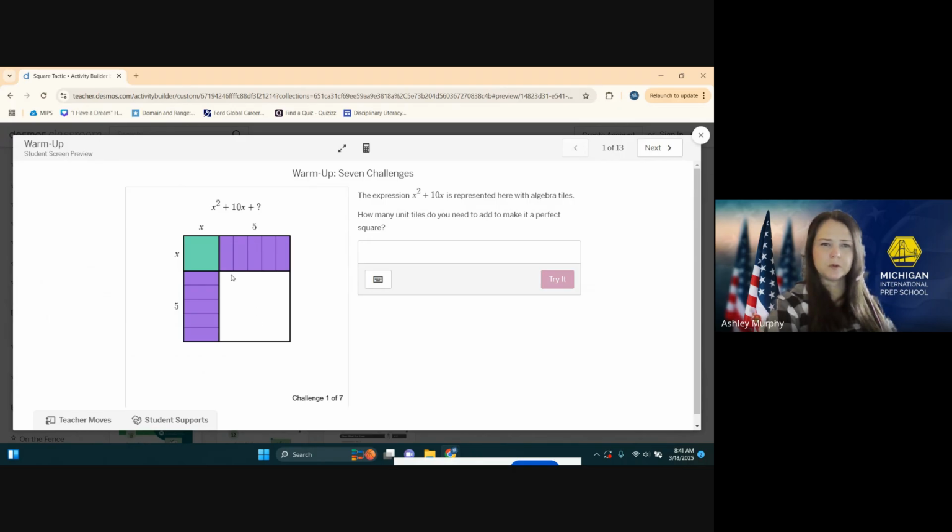I know that the length is 5 because it's the same distance as up here. And I know that the width is also 5 because it's the same distance as this. So this is a 5 by 5 square, which would be 25.